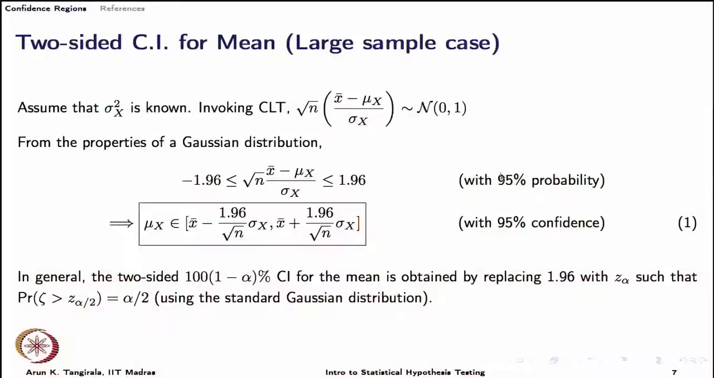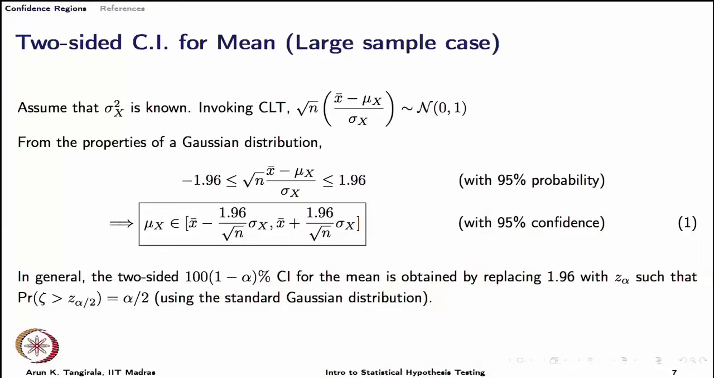Why? Go back to the derivation here. Instead of writing a 95% probability region, write a 99% probability region. Then this would become around 2.58. The left and right sides would be minus 2.58 and 2.58. That means the interval is now roughly 6 sigma over root n, or you can say 2 times 2.58. So, the width of the interval has increased from 4 sigma by root n to 6 sigma by root n, but you have now fewer chances of missing out the truth, but the interval is wider.